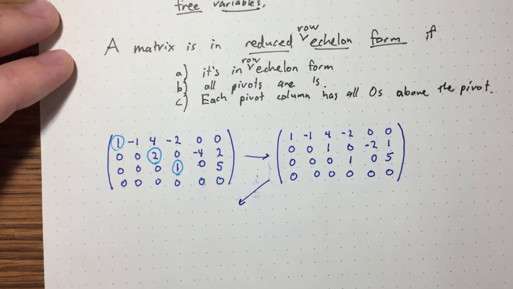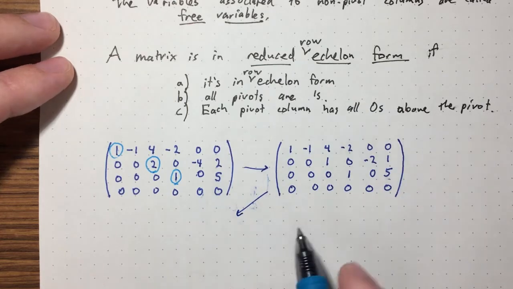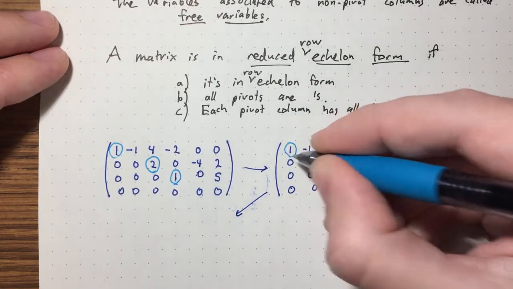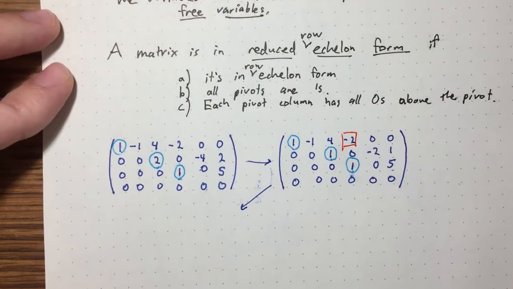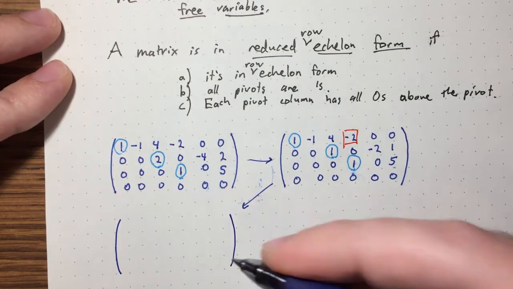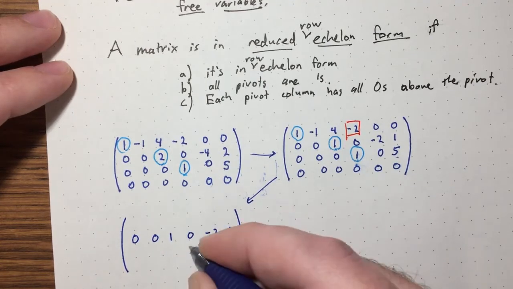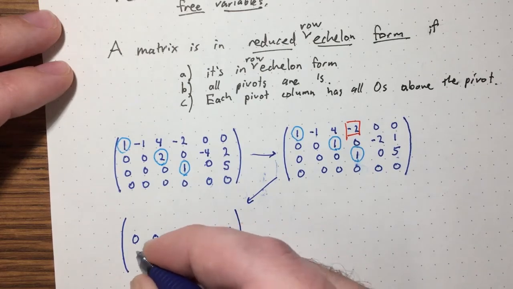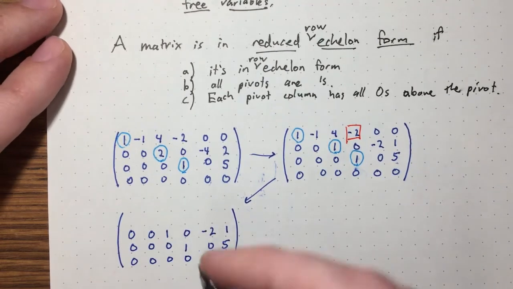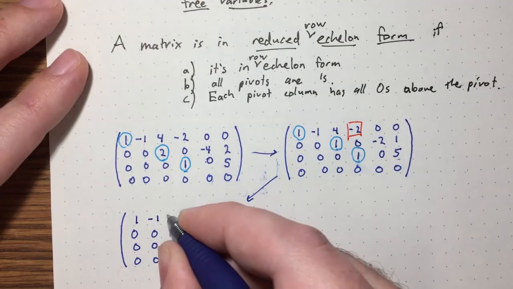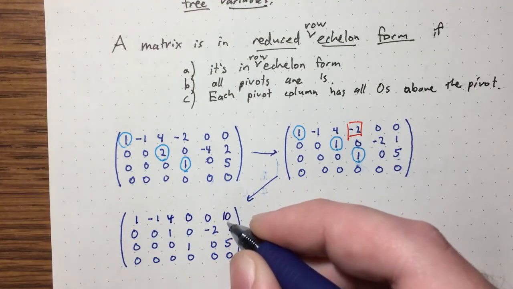Is it in reduced echelon form yet? First 2 look good, but this part is not good, right? Here are the pivot columns. Each pivot column has to have all zeros above the pivot. So we need to change that into a 0. Let's do that next. Okay, this row looks good. This row looks good. Put all 0 down there. Okay. And then this first row is going to become 1, -1, 4, 0, 0, 10.